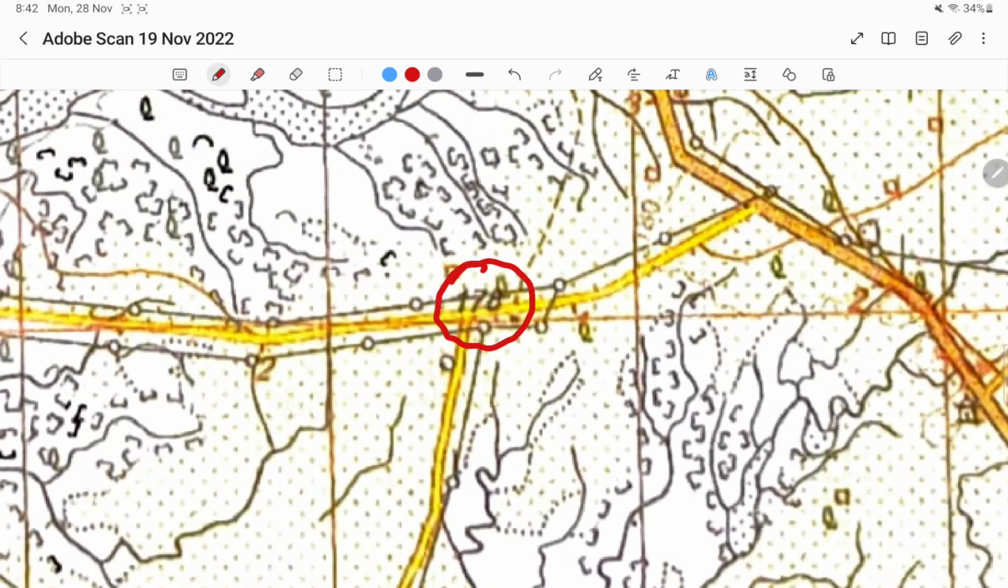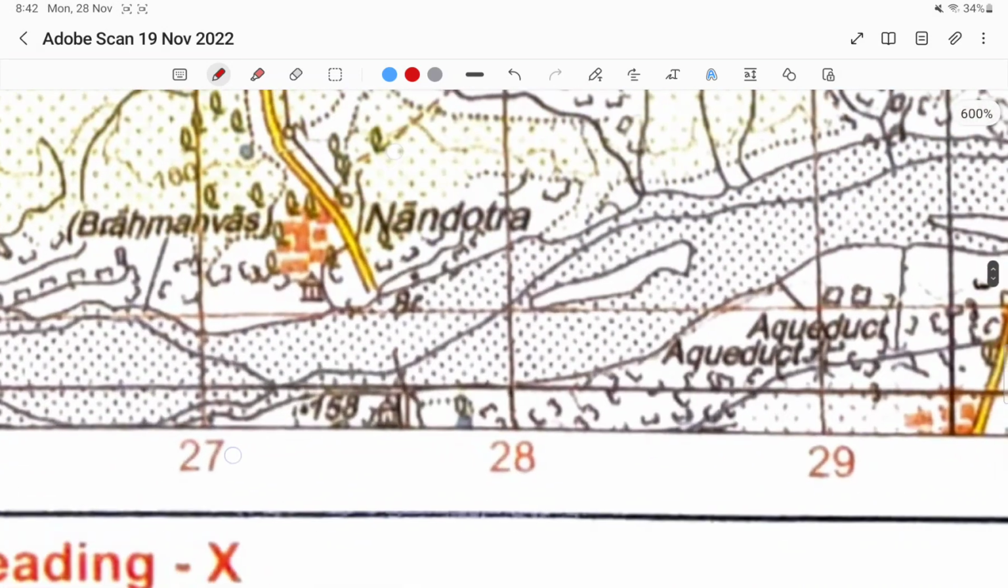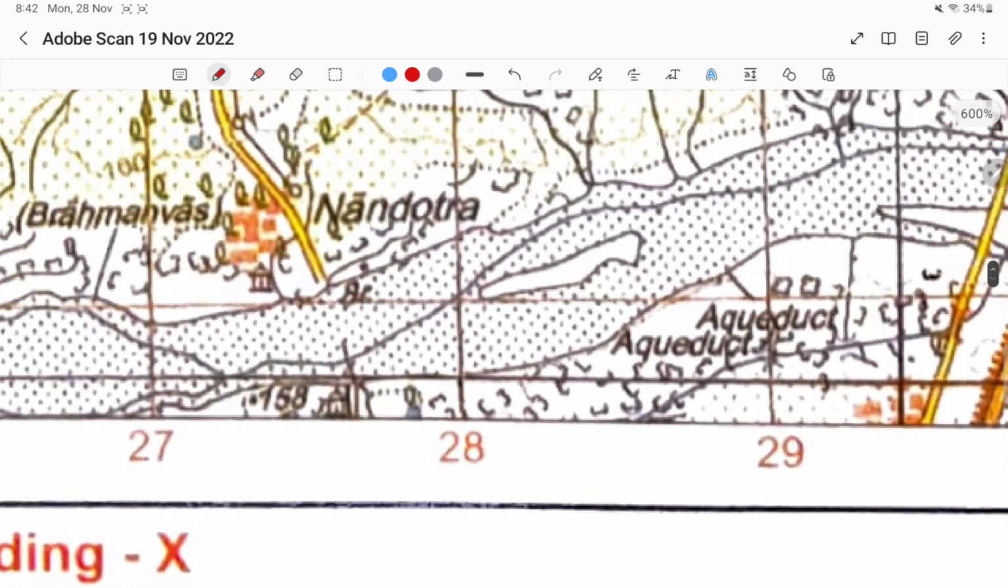So as you can see, this is 178 written in the topo sheet, and the question was the direct distance in kilometers of the metal road from 8R. So as you can see, this relative height 8R is written over here, very small, but it's clearly visible that it is written 8R over here.